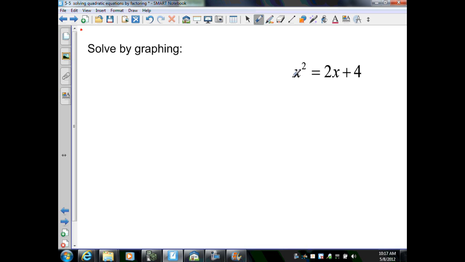Let's graph one more quadratic. Let's bring all my terms to the left. That gives me x squared minus 2x minus 4 equals 0. Or I could also write x squared minus 2x minus 4 equals y. Now I can enter that into my calculator.